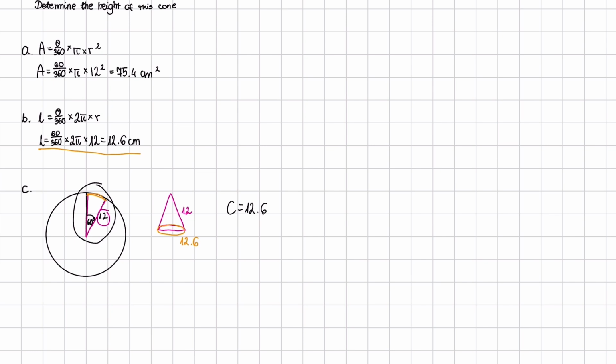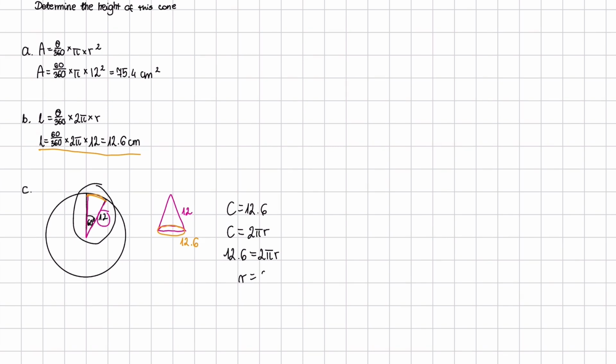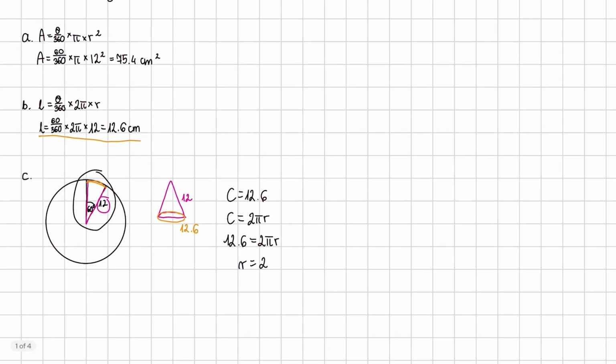And now, because we know our circumference, so 12.6, we can calculate radius from the circumference circle formula. So from C equals 2 pi r, so 12.6 equals 2 pi r. Now we have to calculate r from the solver. So r equals 2 centimeters. So we know that this radius is equal to 2 centimeters.